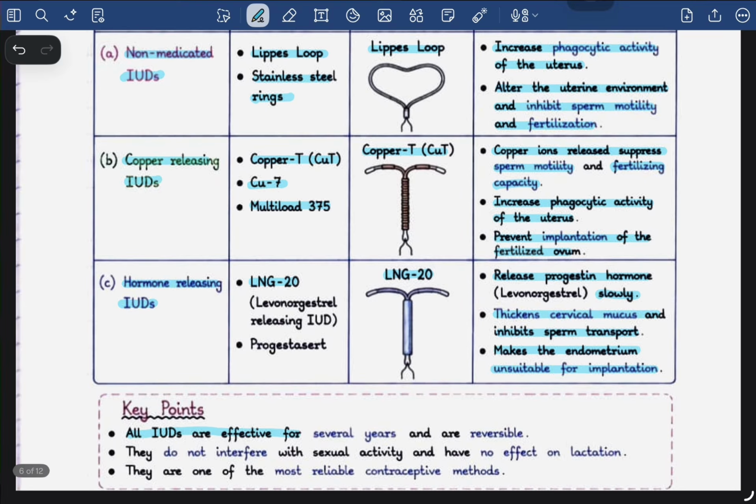So all IUDs are effective for several years and are reversible. They do not interfere with sexual activity and have no side effect on lactation. They are one of the most reliable contraceptive methods.